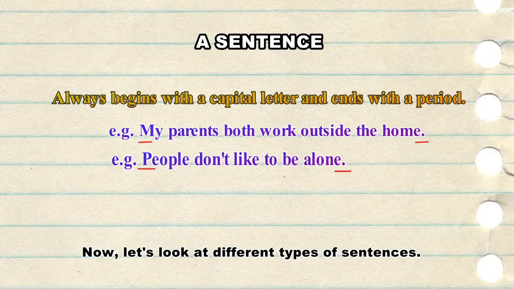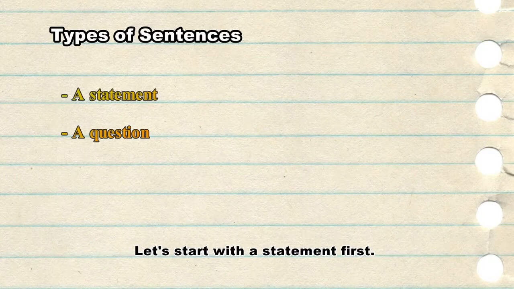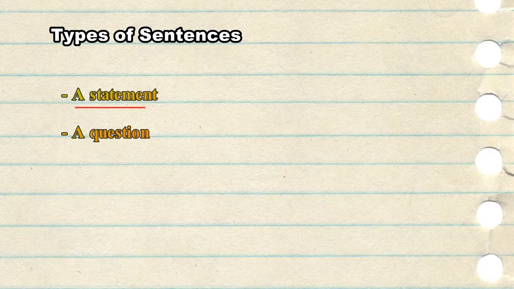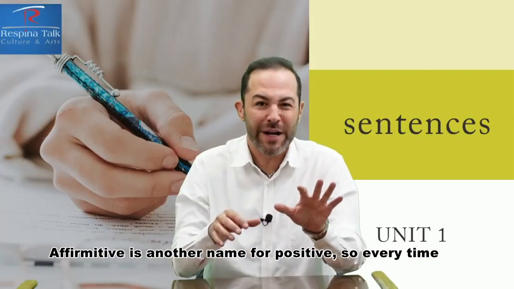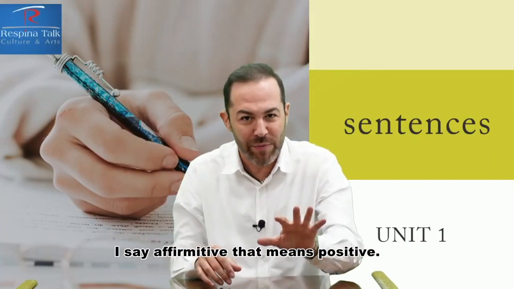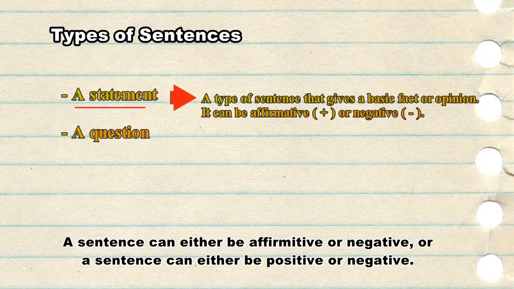Now let's look at different types of sentences. Let's start with a statement first. A statement is a type of sentence that gives a basic fact or opinion. It can be affirmative or positive. Now, affirmative is another name for positive. So every time I say affirmative, that means positive. So a sentence can either be affirmative or negative, or a sentence can either be positive or negative.